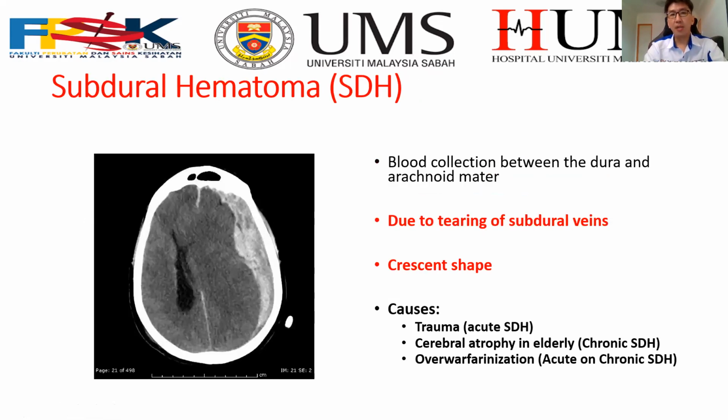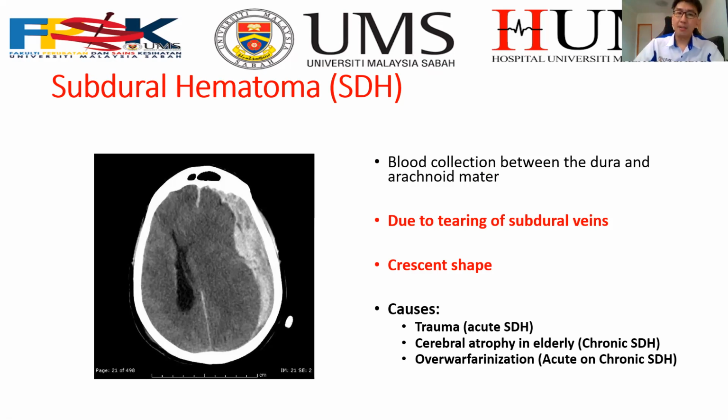The same goes for subdural hematoma. It can be acute and chronic, or chronic, depending on the patient's age. Subdural hematoma is because of the venous connection between the dura and the arachnoid mater. It can be due to the tearing of the subdural veins. Therefore, it can cause a bleeding within this layer. It is crescentic in nature. So when you look at this CT scan, it's crescentic, and you can see that there is a subdural bleed.